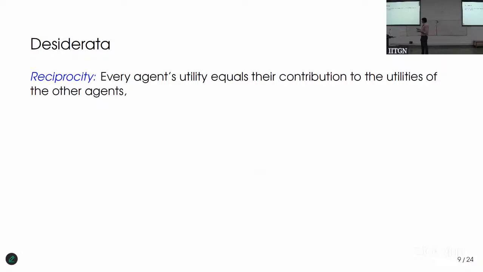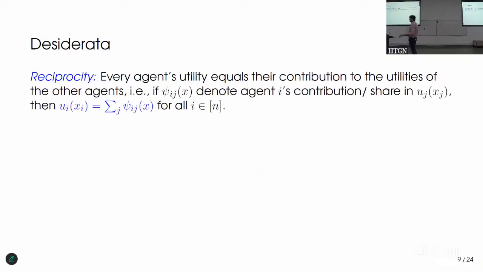Obviously, I'm being vague about what I mean by the contribution of an agent's data to other agents' utility. I'll explain this in a second. Let's assume that we have a contribution measuring function, psi_ij. So psi_ij measures agent i's contribution to agent j's utility.